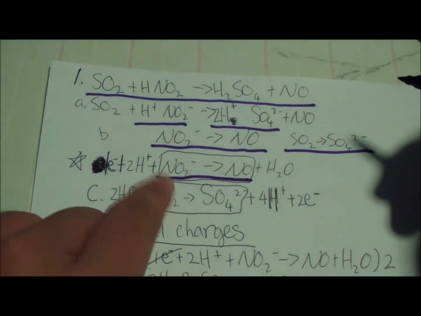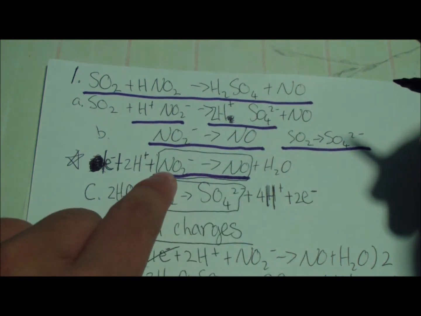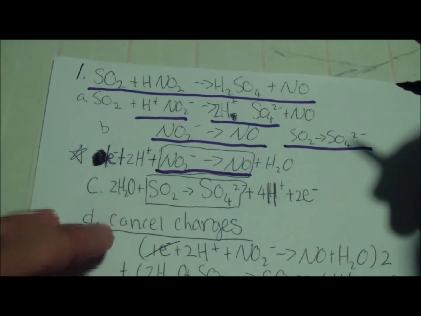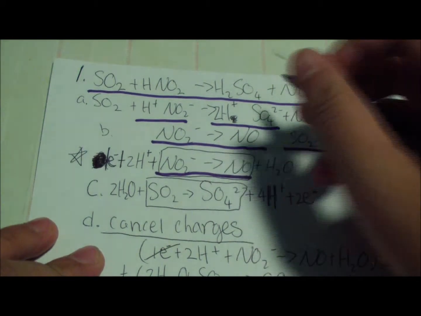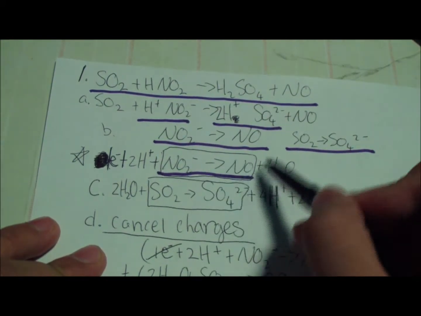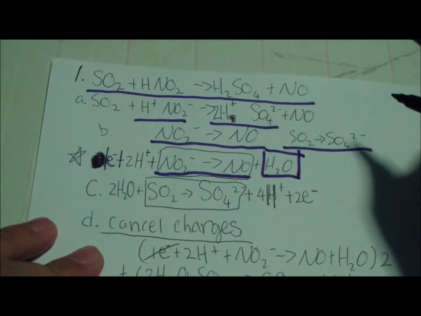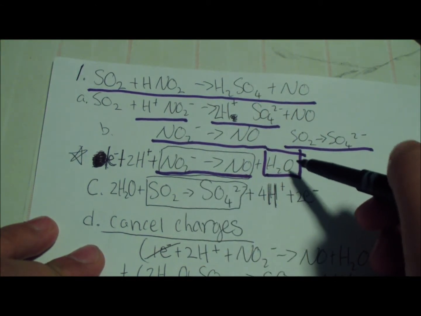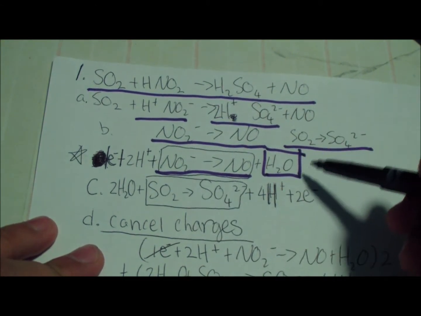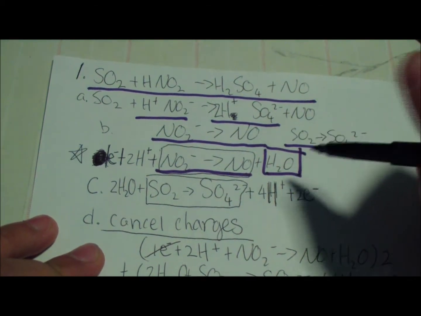Now you see right here, you have NO2, however here's the NO. So now you have to balance the equation by adding water. I'm missing an O on this side, so I add H2O here. That will give me one extra O, and now my O is already balanced. After balancing using water, you move to the next.